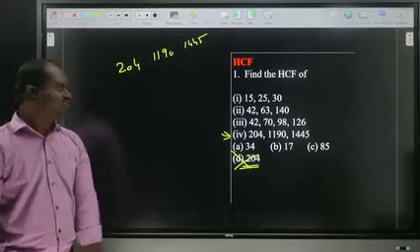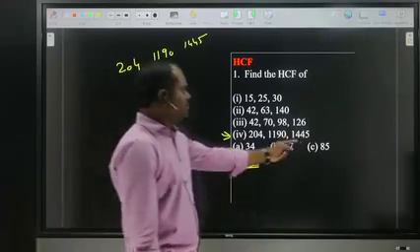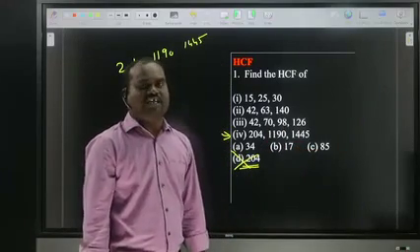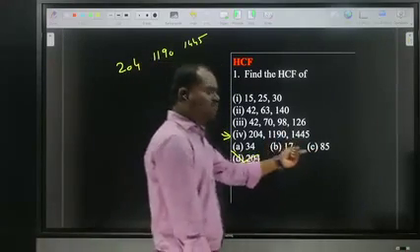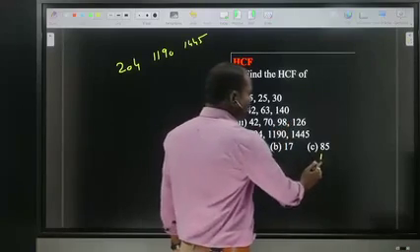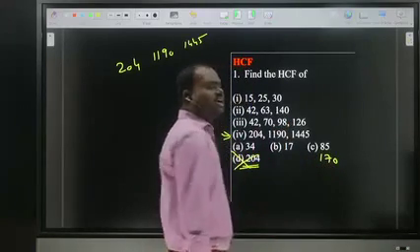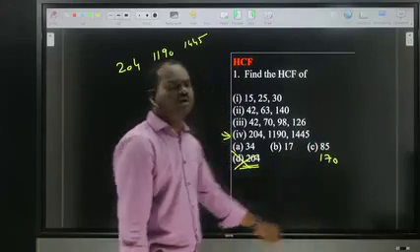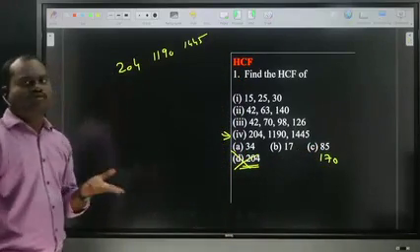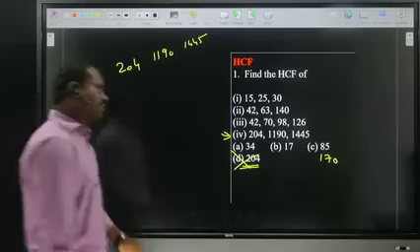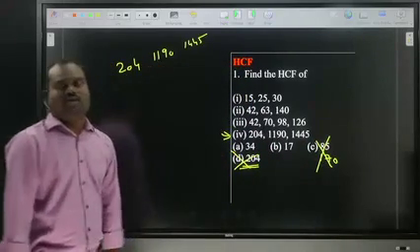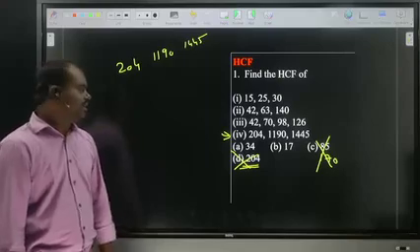Now what is the next highest number? 85. In the 85 table, we'll get numbers like 85 ones are 85, 85 twos are 170. That means our last digit should be maybe 5 or maybe 0. But here, what is the last digit? 204. So we can't get 85 clearly. So we can eliminate 85 also. 85 is eliminated.